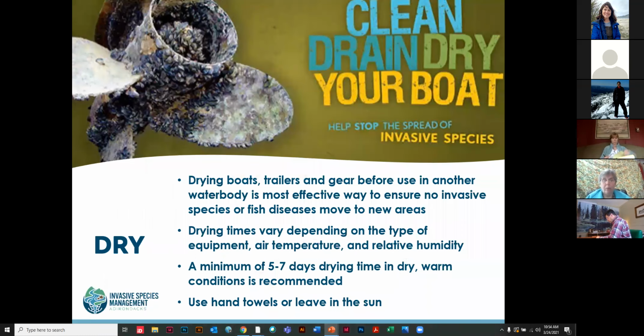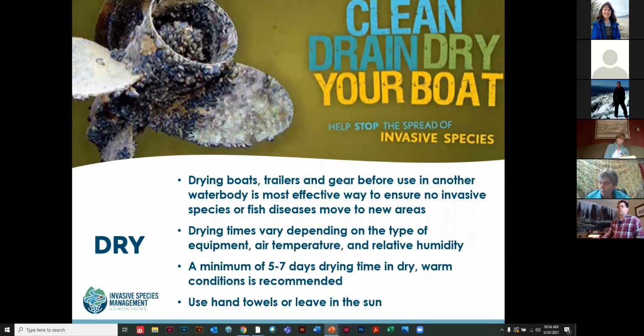And dry. This is really one I feel like people don't do as much as they should. If I could use my camera, I even have my little clean, drain, dry hand towel here to show you. But drying boats, trailers, and gear before use in another water body is the most effective way to ensure that no invasive species or fish diseases are moving to a new area.